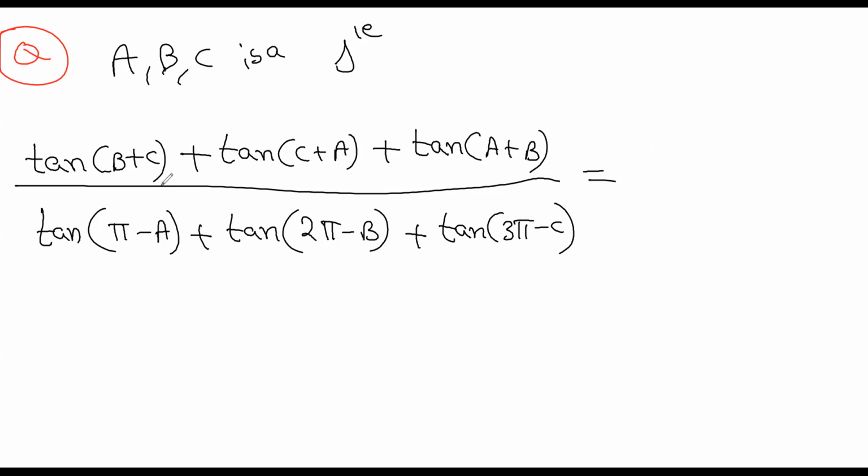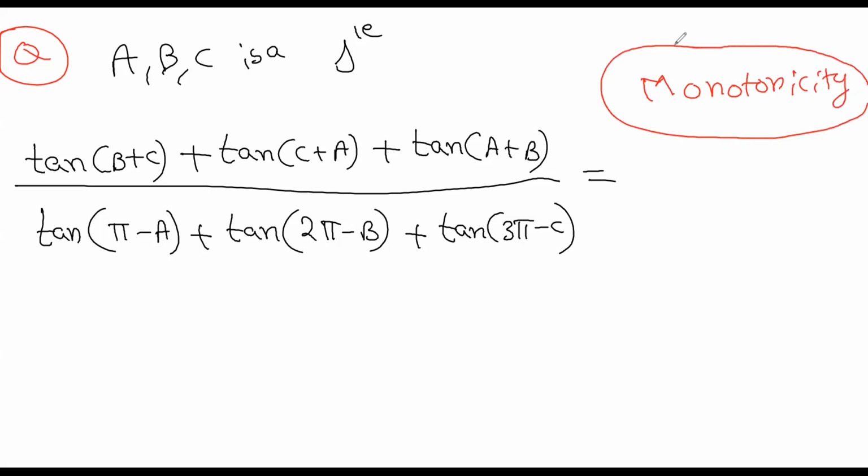So first I have to convert all this into angles, like C plus A and all. We have to convert all of this into one single angle. Instead of pi minus A, we have to keep one angle. Actually, this is called monotonicity. They have just given it a name. Because you have to convert to one single angle, that's why they are telling us monotonicity. It's just a name.